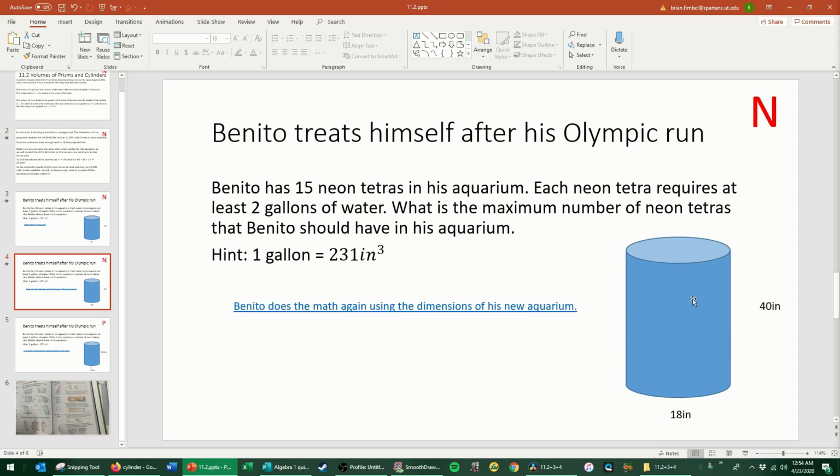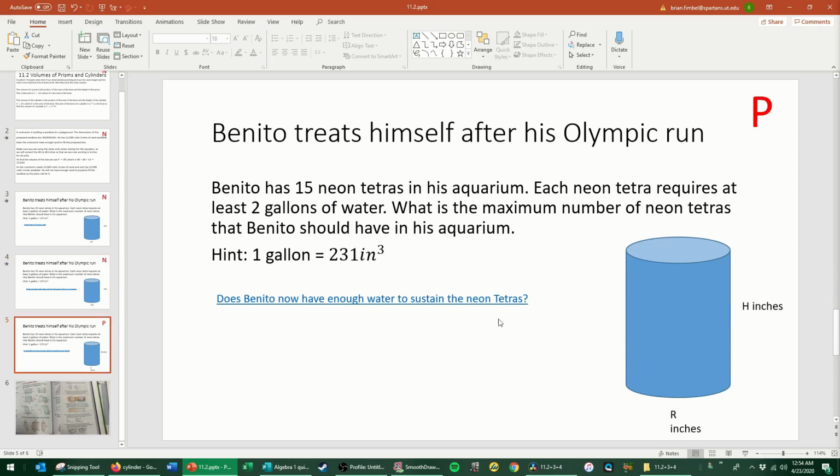Checks, well, we're going to do it for him. Will his fish survive? Well, you tell me, and then you can watch the video if you want. And then here, I need you to find a height and a radius that will allow his fish to survive. Send me your answer in Edsby for a little bit of extra credit.